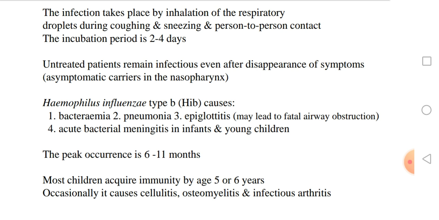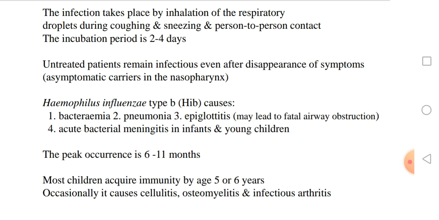Haemophilus influenzae type B causes the vast majority of cases and diseases. It causes bacteremia, pneumonia, epiglottitis, an acute infection of the epiglottis which may lead to fatal airway obstruction. Also, it causes acute bacterial meningitis in infants and young children.